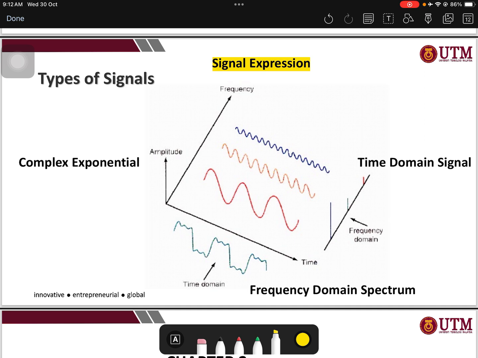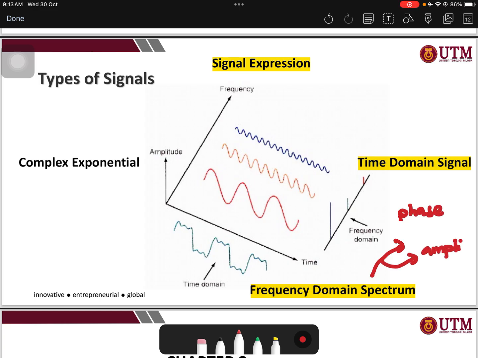And then, as you can see, we are going to learn about the time domain signal. So what is actually the time domain signal? And then we are also going to learn about the frequency domain spectrum, in which you need to be able to draw and sketch the spectrum of the frequency, and also how we can draw the spectrum. There are two spectrums in this chapter: you need to know about the phase spectrum and also the amplitude spectrum. Later on we are going to learn about that.